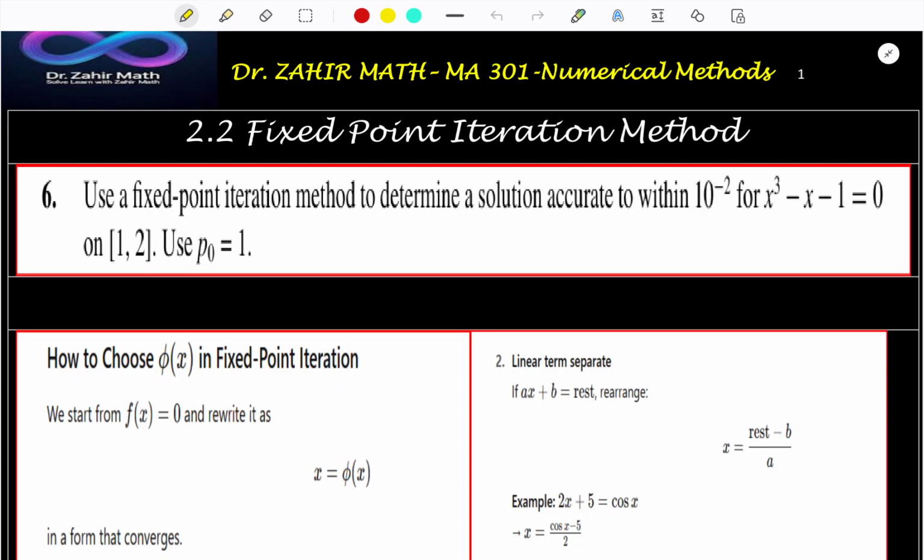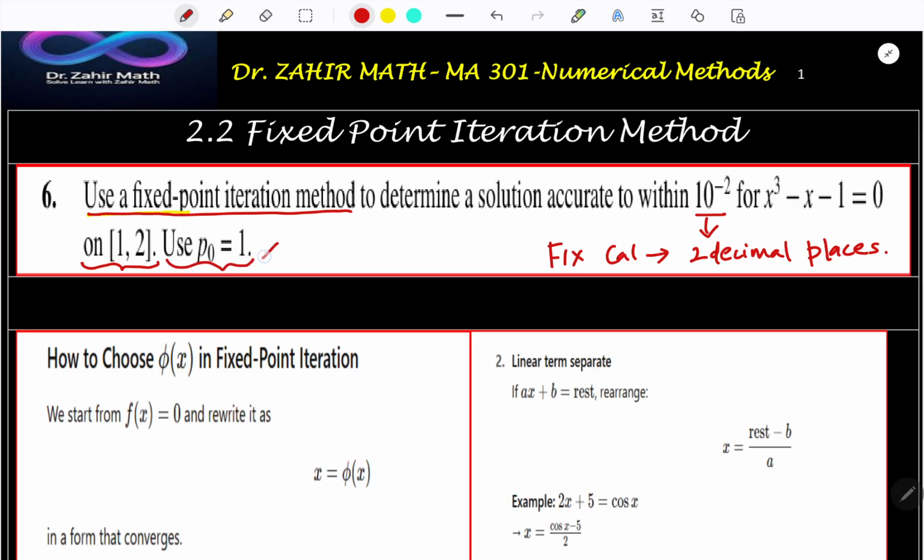Use the fixed point iteration method to determine the solution accurate to 10 power minus 2. What do you mean by 10 power minus 2? You have to fix your calculator to 2 decimal places. That is very, very important. For x to the power of 3 minus x minus 1 equal to 0 on the interval 1 comma 2, right? Use p naught is equal to 1.